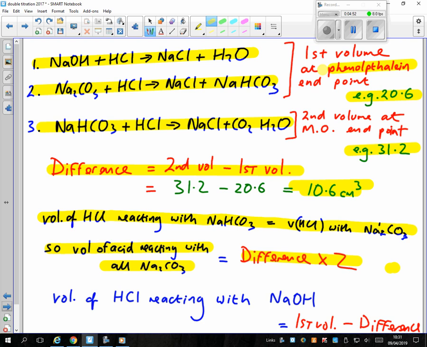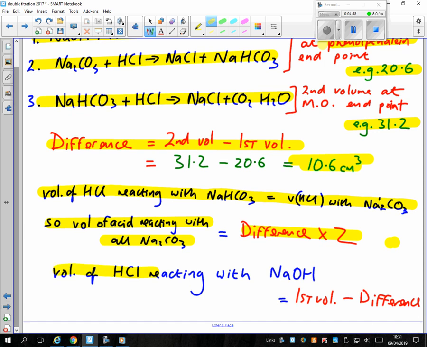Okay. Now, what about the sodium hydroxide? Well, the volume of HCl reacting with the sodium hydroxide is now the first volume minus the difference. Because the difference, if you think about it, is half the sodium carbonate. So the first volume minus that difference leaves just the sodium hydroxide reacting with the HCl. Okay? So look, again, even if you don't understand that, guys, just learn that fact and you can do this calculation. All right, so let's have a look at how we're actually going to do that.